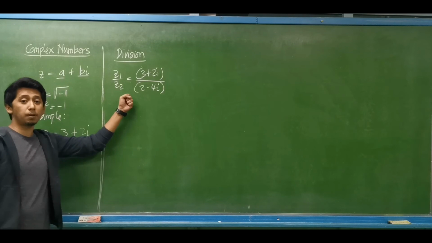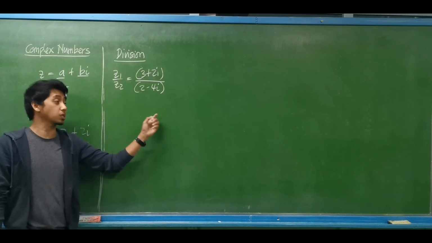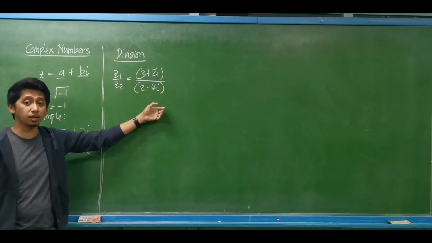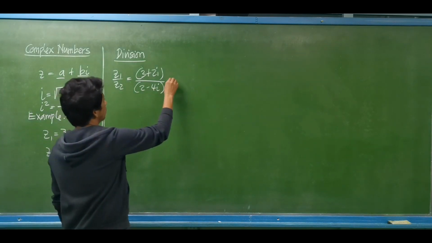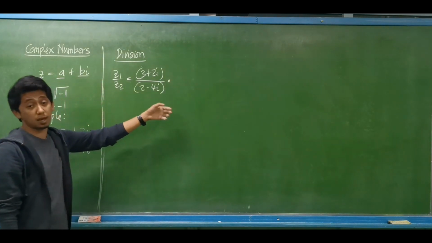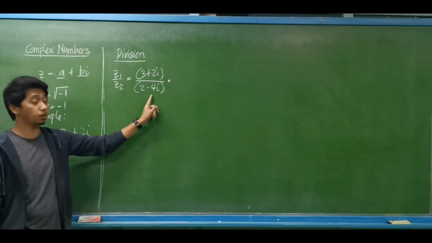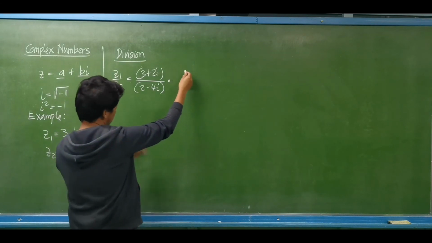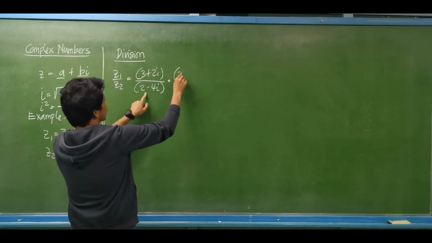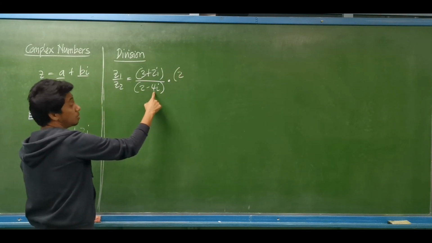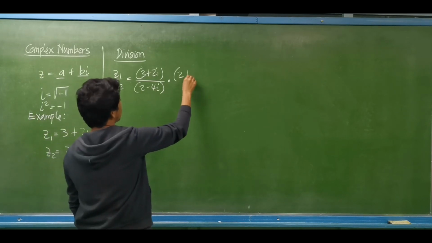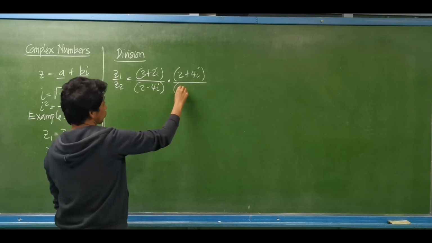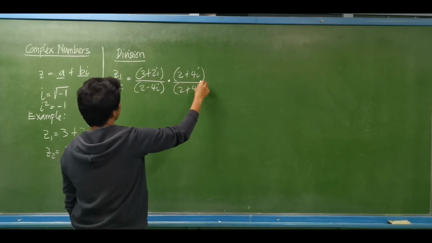So for division of complex numbers, we need to rationalize our divisor, or the denominator. How do we rationalize that? All we have to do is multiply both numerator and denominator by the conjugate of the denominator. So what is the conjugate of the denominator? This is 2, take the opposite sign of the imaginary part, that will be 2 plus 4i. Okay, so 2 plus 4i.